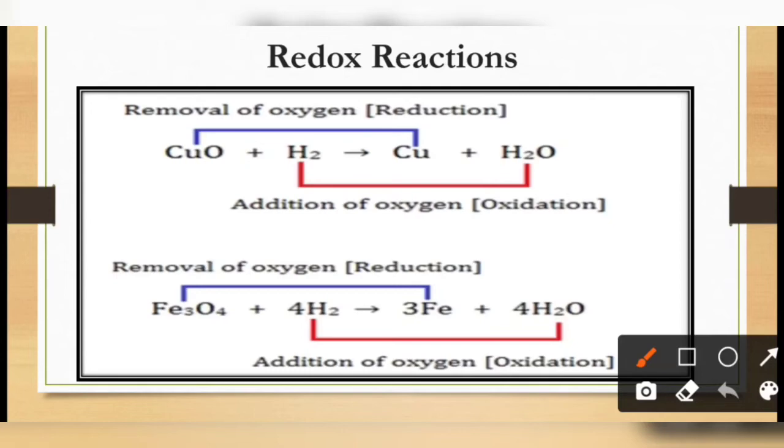That is the removal of oxygen from the ferric oxide, and it is giving you the iron metal element. So here is the loss of oxygen, so there's a reduction, and here is the addition of oxygen, that is the oxidation reaction.